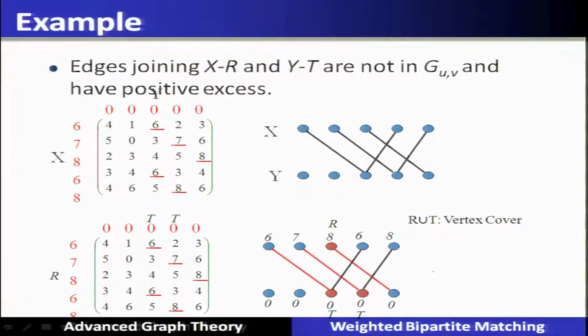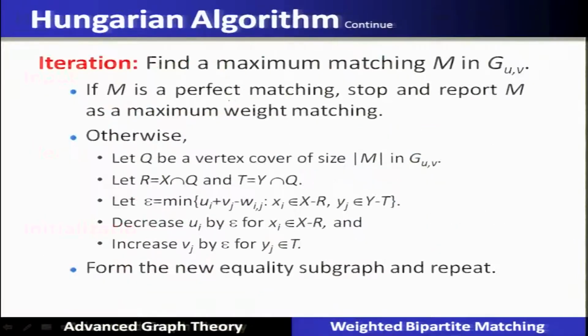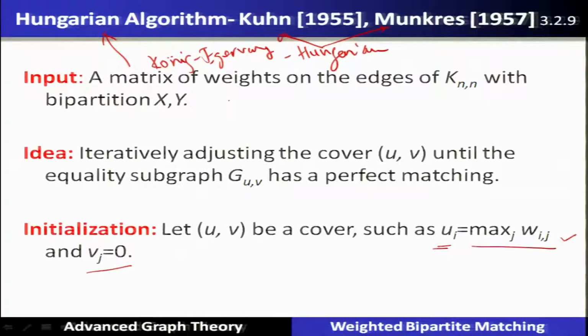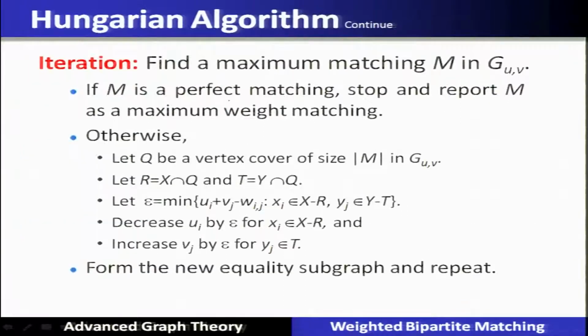Let us see this. Here we can see ui is the maximum in this particular row. So, in every row the maximum value is taken as the cover u. Similarly, in all the columns it is initialized to 0. These values will give the cover. Having initialized the cover, now we have to see the iterations of the Hungarian algorithm.